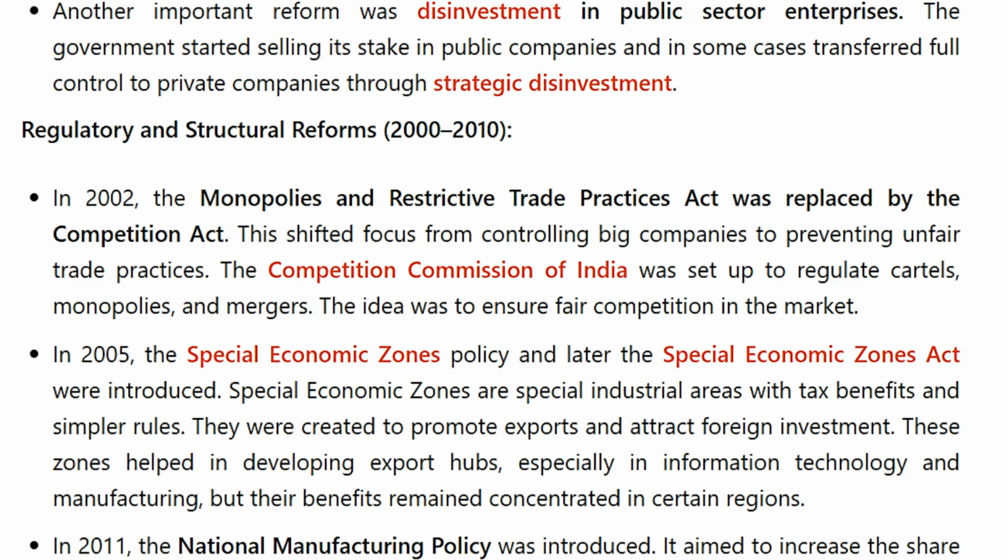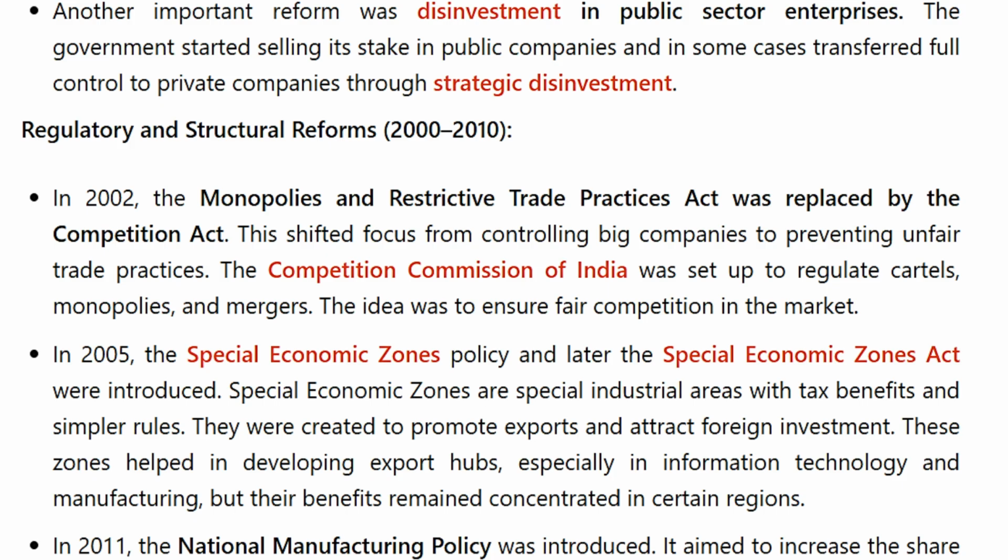Another important reform was disinvestment in public sector enterprises. The government started selling its stake in public companies and in some cases transferred full control to private companies through strategic disinvestment. Regulatory and structural reforms, 2000 to 2010. In 2002, the Monopolies and Restrictive Trade Practices Act was replaced by the Competition Act.